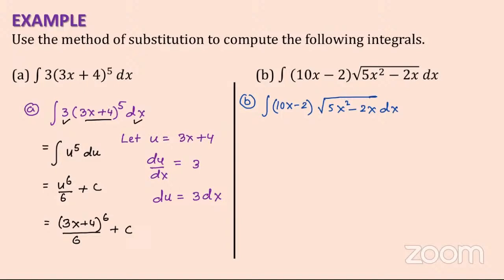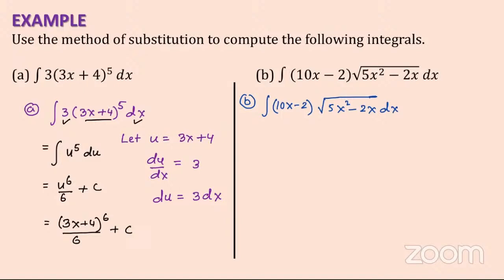But if we look at this a little carefully, what we will see is the derivative of this inside function is right here. Because the derivative of 5x squared is 10x, and the derivative of negative 2x is minus 2. Do you see that? The derivative of the inside function is also there. So this integral is also the product of a composite function and the derivative of that inside function. So we can use u substitution, and u is always equal to that inside function.